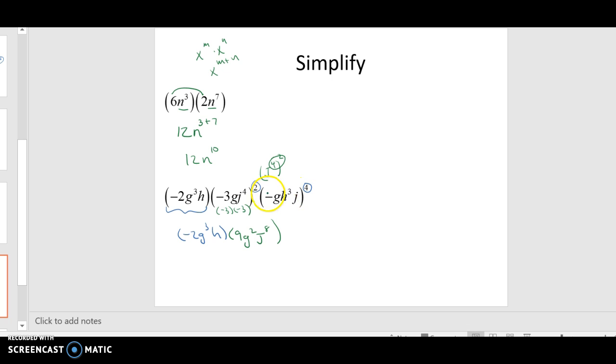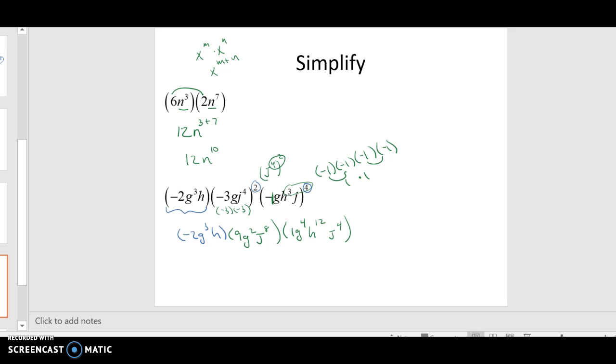Now the last one here, think of this as -1. So -1 to the fourth is -1 times -1 times -1 times -1. This is going to give me +1 times +1. 1 times 1 is 1, so I get 1. That's going to give me g to the fourth. H, remember, now I'm multiplying these. 3 times 4 is h to the 12th, and j to the 4th.